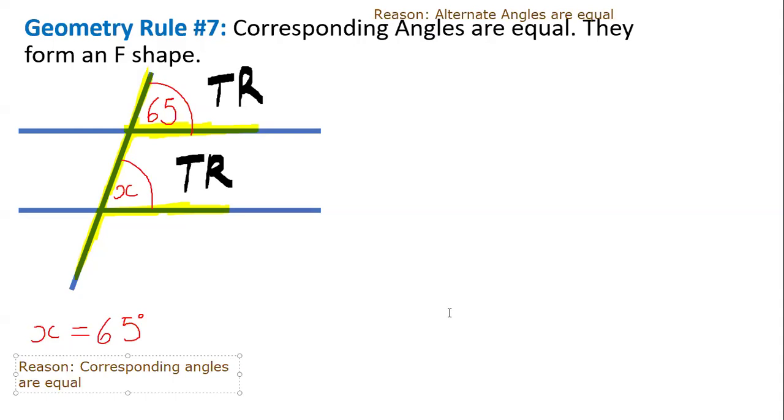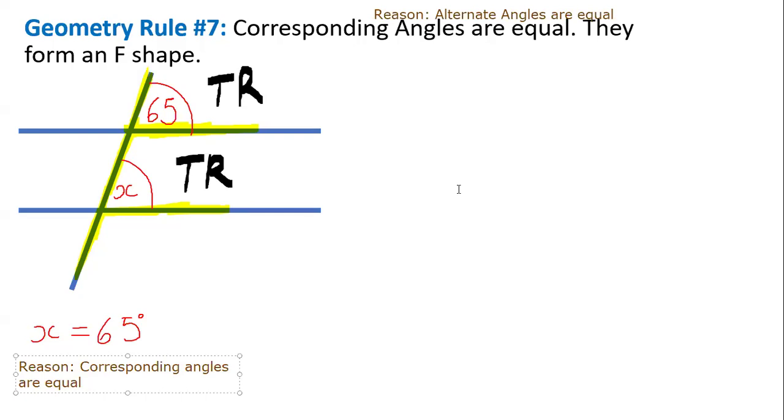Sashanik, why are these angles equal? Because corresponding angles are equal. Very good. Tyreek, why are these angles equal? Because they are corresponding. Very good. And Jeremiah, why are these two angles equal? Because they're corresponding angles. Very good. And corresponding angles are equal.